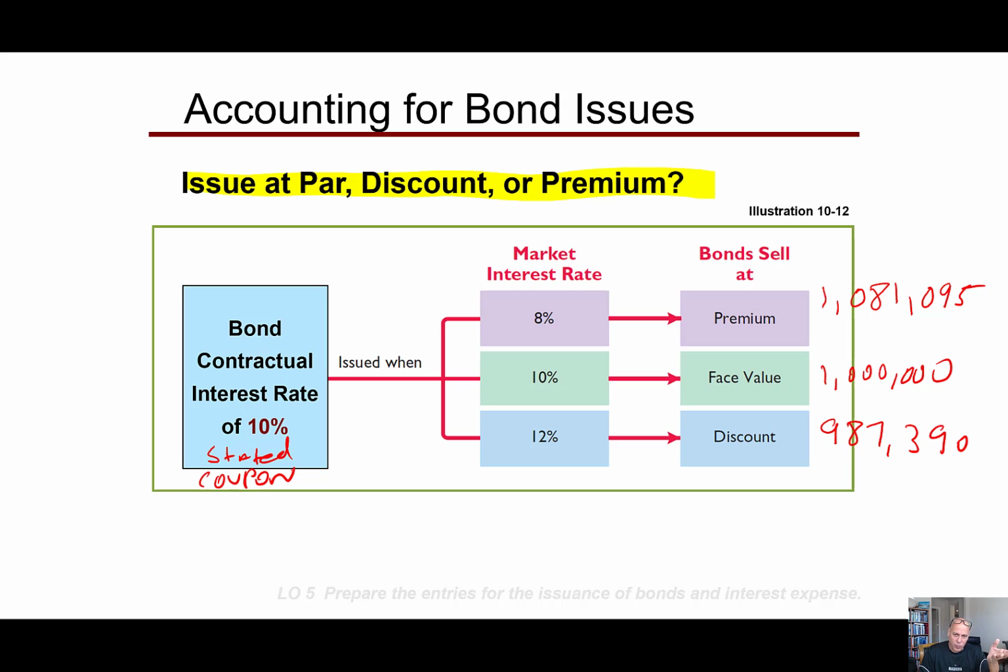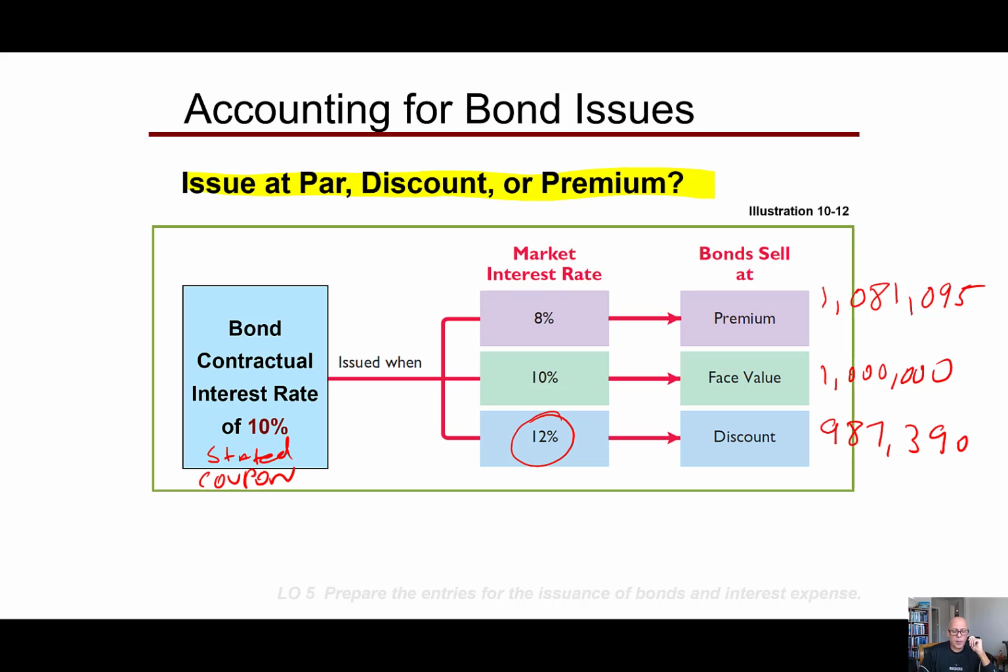Okay, so the bond issues at face when the market rate of interest equals the stated rate of interest, the contractual coupon rate of interest, synonymous terms. That almost never happens. Generally, the contractual rate will be more than the market rate or less than the market rate. Now, in this example, let's deal with the discount bond first.